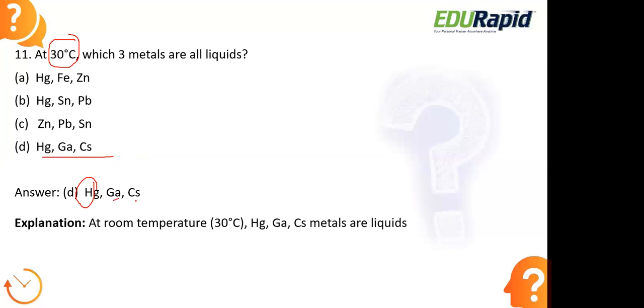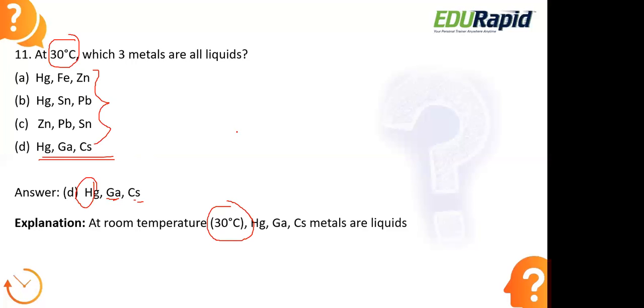But when we look at gallium and cesium, if we just slightly increase the temperature, that is to 30 degrees Celsius, they will get converted into liquid. Slightly we have to increase the temperature so that gallium and cesium, which were initially in solid state, will start melting down. Okay, they will get converted into liquid. So at 30 degrees Celsius, mercury, gallium and cesium are the metals which are in the form of liquids.